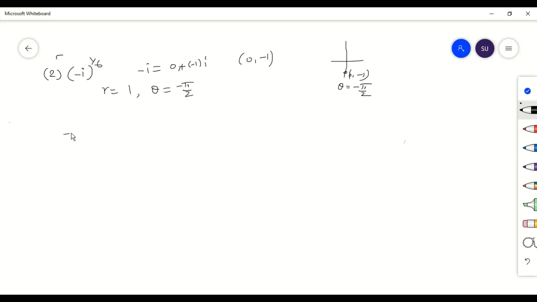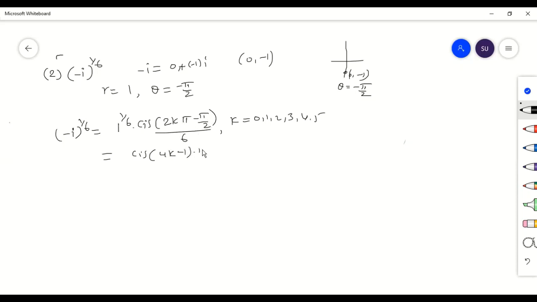Now, directly write down the formula. (Minus i) whole power 1 by 6 is equal to r power 1 by 6, that means 1 power 1 by 6, into cis of (2k pi plus theta) divided by 6, where theta is minus pi by 2. K values are 0, 1, 2, 3, 4, 5. So that is equal to cis of, here 2 twos are 4, 4k pi, take out common, (4k minus 1) into pi by 2, 6 twos are 12. So this is the answer. Next, one more question we will see. Third one.